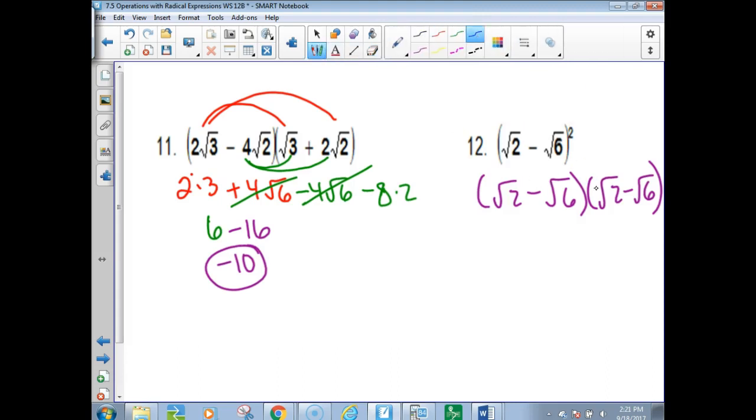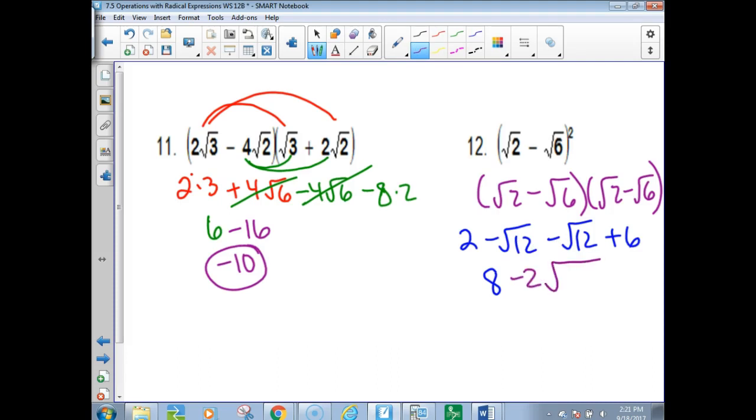All right, so let's do square root of 2 times square root of 2 is 2. Square root of 2 times minus square root of 6 would be minus the square root of 12. But we're going to end up with 2 of those. That's what I was talking about. And then negative square root of 6 times negative square root of 6 is plus 6. So I add 2 and 6 and I get 8. I've got to slow down and stop saying things wrong. This is 2 of those.